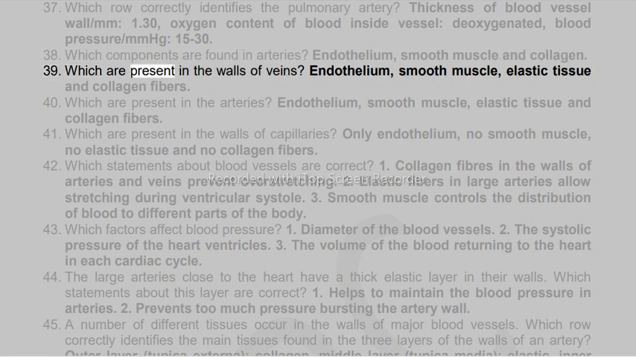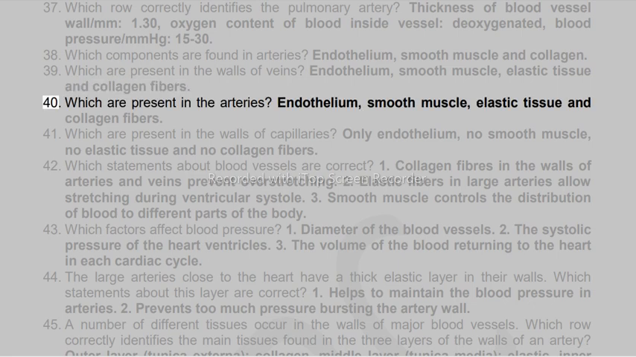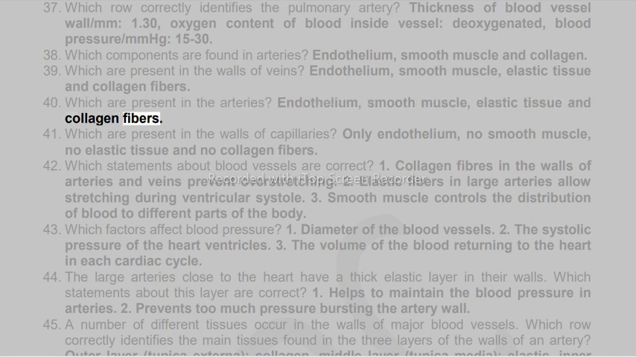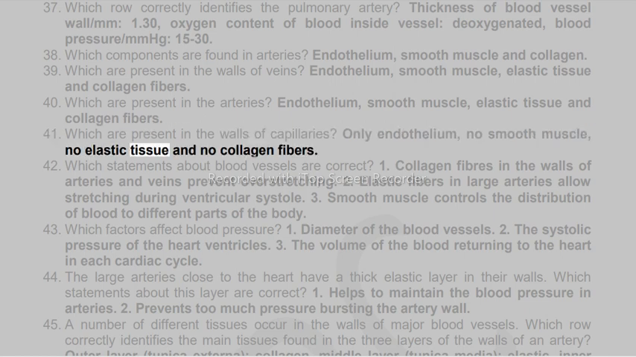39. Which are present in the walls of veins? Endothelium, smooth muscle, elastic tissue and collagen fibers. 40. Which are present in the arteries? Endothelium, smooth muscle, elastic tissue and collagen fibers. 41. Which are present in the walls of capillaries? Only endothelium, no smooth muscle, no elastic tissue and no collagen fibers.